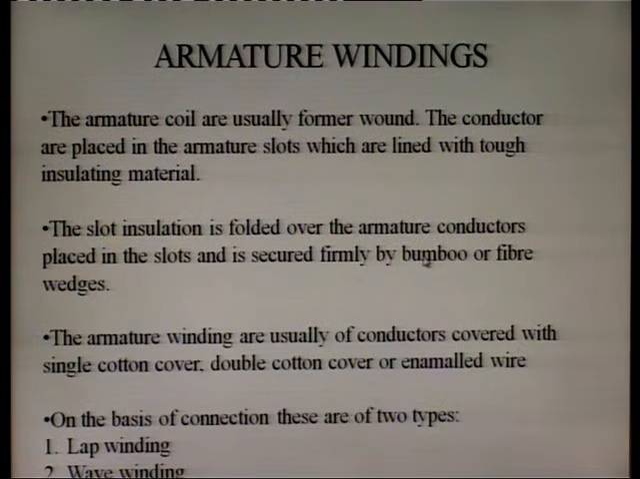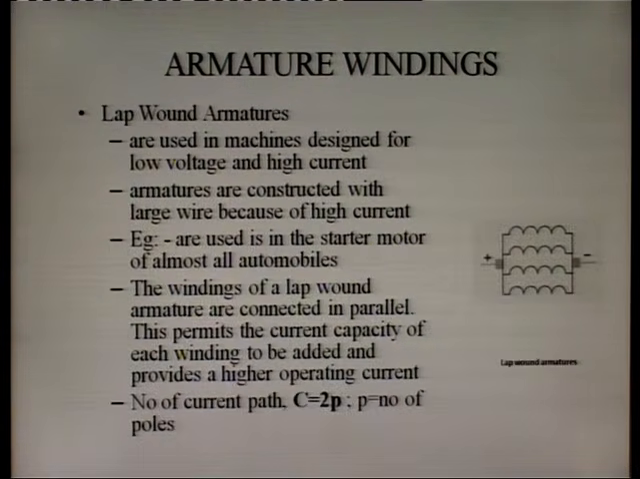Next is armature winding. The armature coils are usually former wound. The conductors are placed in the armature slots which are lined with tough insulating material. The slot insulation is folded over the armature conductors placed in the slots and is secured firmly by bamboo or fiber wedges. The armature windings are usually of conductor covered with a single cotton cover, double cotton cover or enameled wire. On the basis of connection, these are of two types: first lap winding, second wave winding.